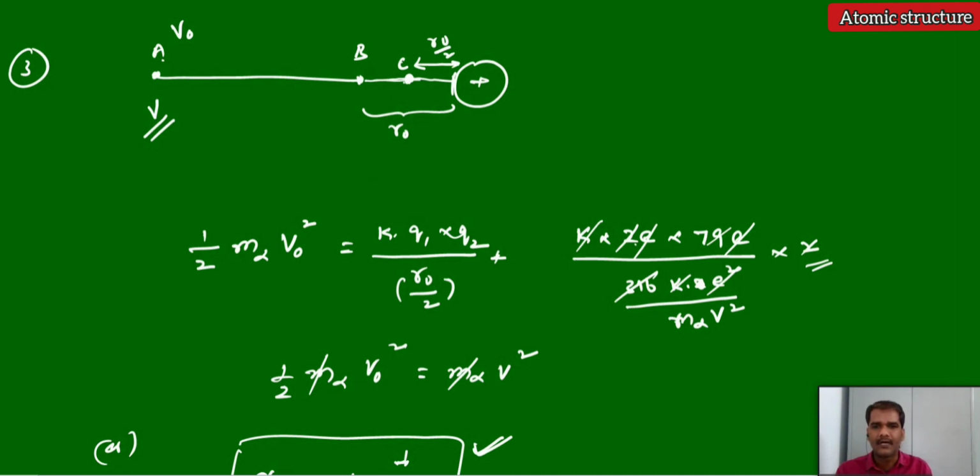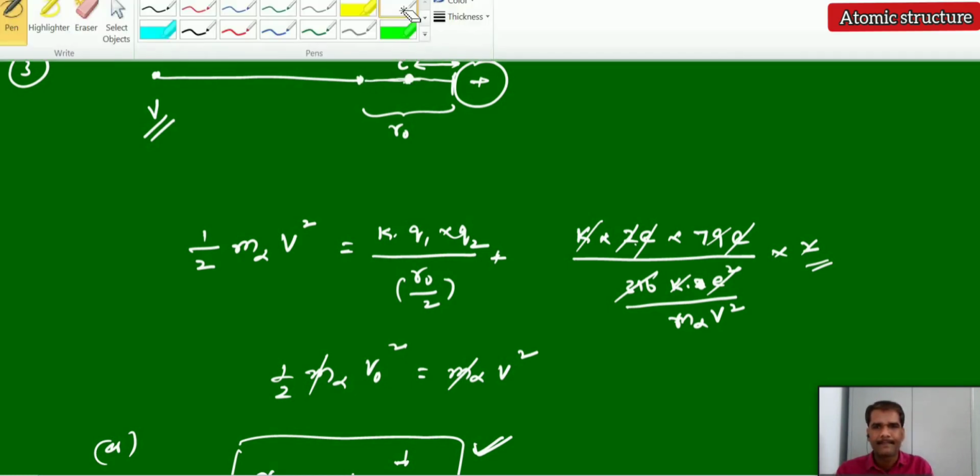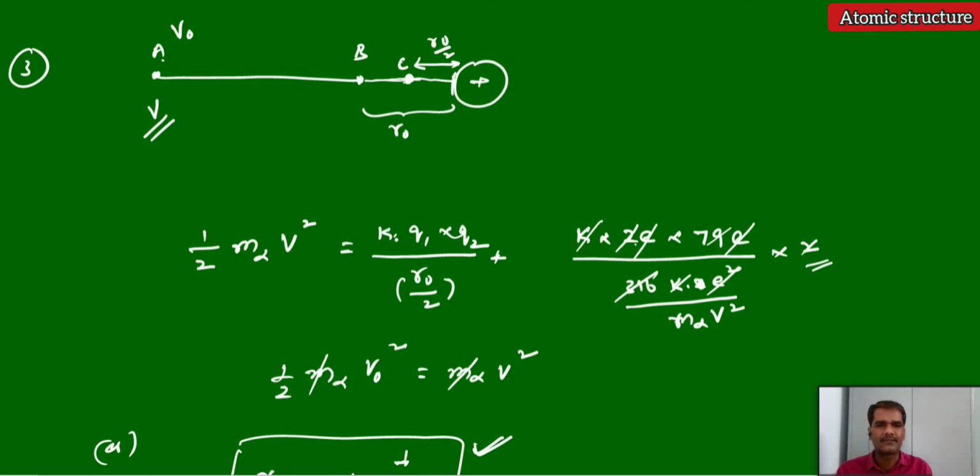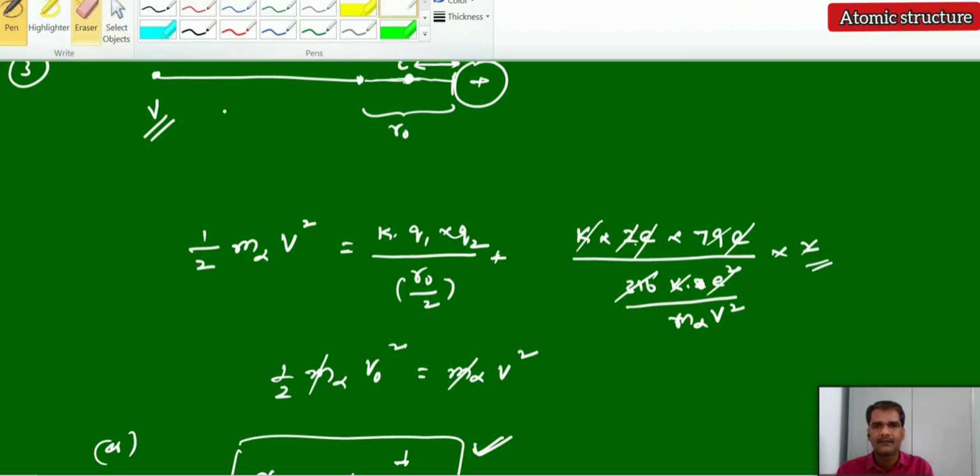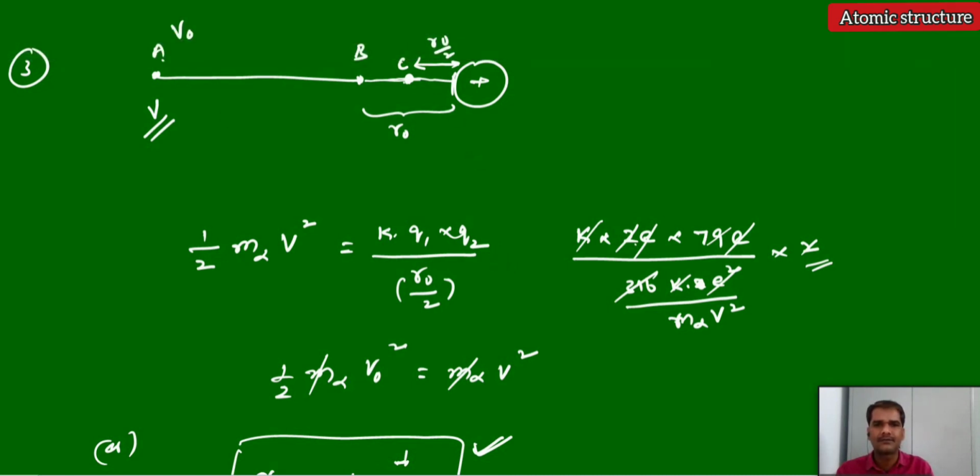Now here half M alpha V square, this we have to calculate. Here this is V, not V naught. Why? Because we don't know. The second time, we are increasing the speed to reach further. Right? Then V square is equal to, as usual, K Q1 Q2 by R naught plus 2. And that is equal to everything.